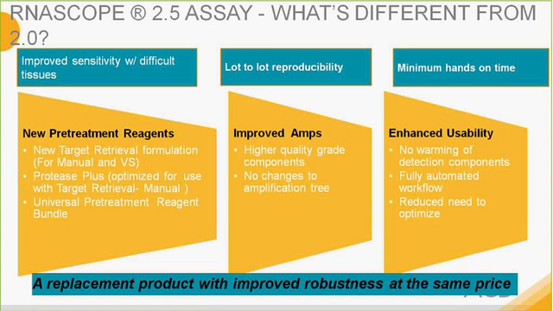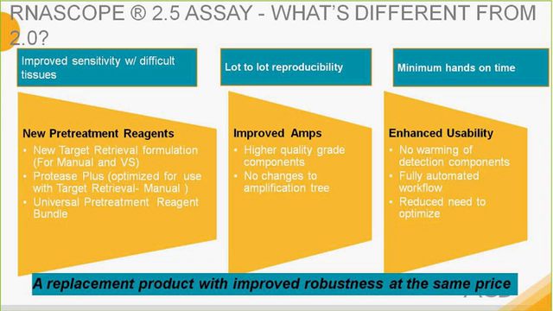Now to highlight some of the high-level improvements of RNAscope 2.5 versus 2.0. RNAscope 2.5 demonstrates an improved sensitivity with difficult tissues. We know that a lot of time is spent on optimization. One of the key goals for RNAscope was to provide better pretreats for better penetration, resulting in better sensitivity.